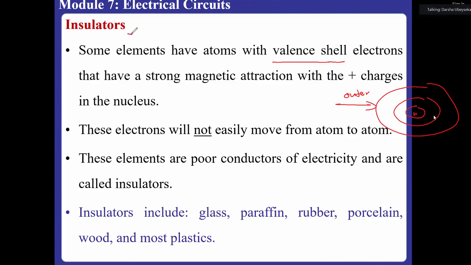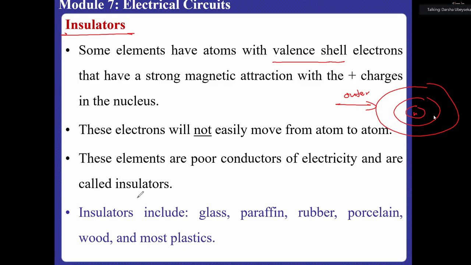Normally in the insulators, valence shell electrons have more attraction with the nucleus. What will happen if it has more attraction? We can't remove those electrons. We can't remove the electrons easily, so there's no electricity, because only if the electrons are moving will electricity be generated, right? So that is why insulators are not conducting the current.